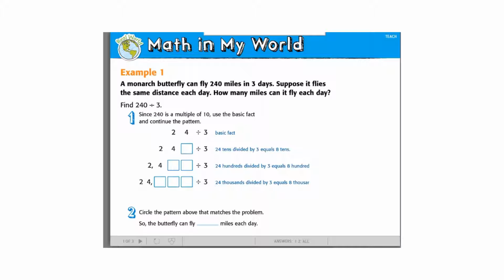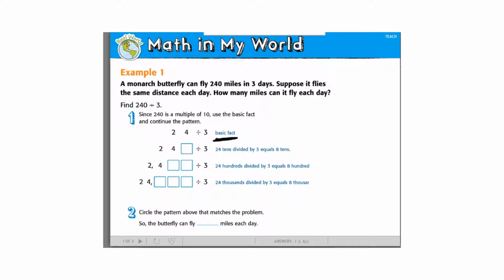So remember, we're looking for the basic fact. See how they've written it in here? You're looking for the non-zero numbers, the basic fact. In this case, it's 3 divided into 24.